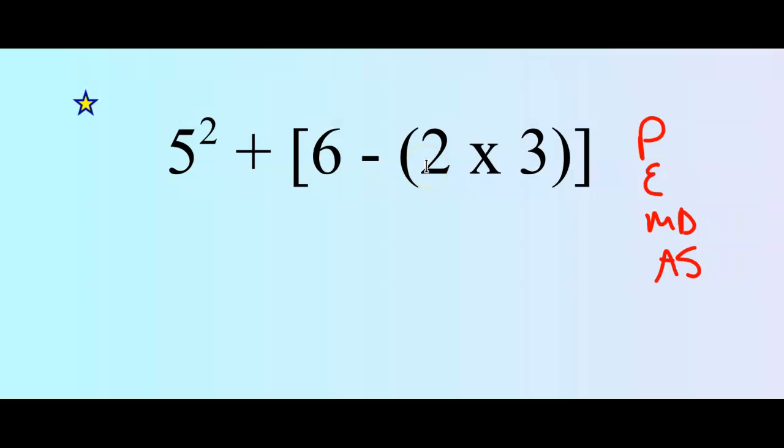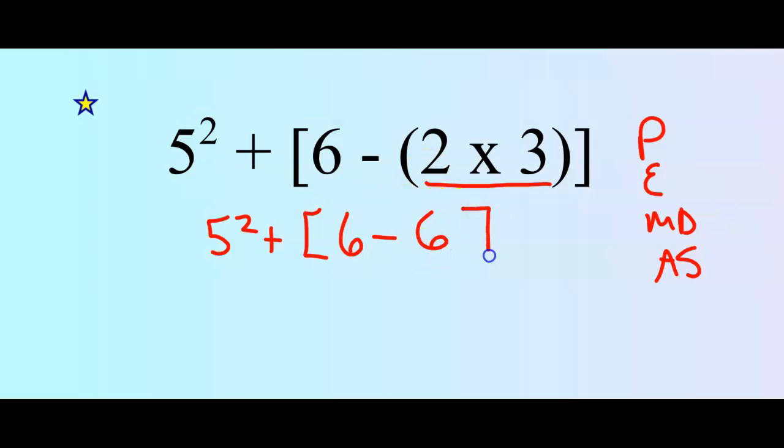So the rule is to start on the inside and work our way out. So we're going to have inside parentheses first. So I'm going to copy down 5 squared plus, and the bracket 6 minus, and we're going to solve 2 times 3. Well, 2 times 3 is 6. And then I'm going to copy down the bracket on that side. So the parentheses disappeared, but I still have the brackets.